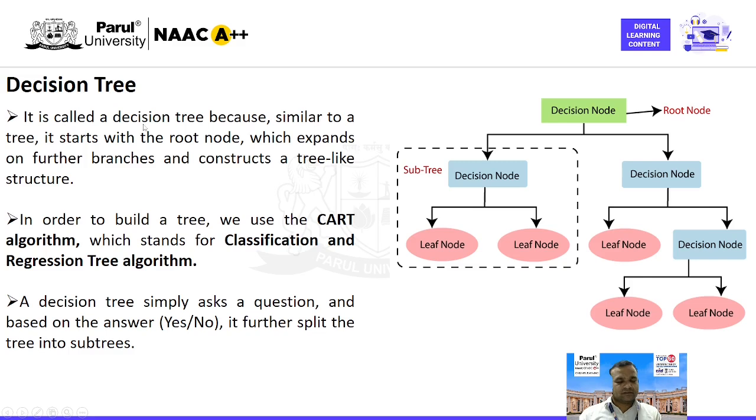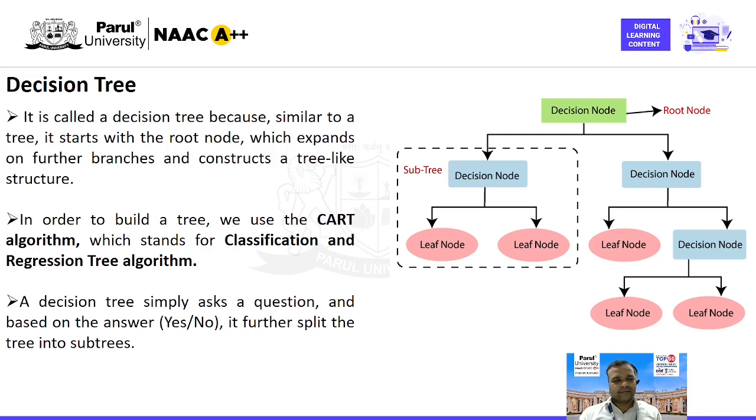It is called a decision tree because it is similar to a tree. It starts with the root node, which expands on further branches. These are the branches: left branch, right branch, and it constructs a tree-like structure. You can see there are nodes and some branches, a left child node and a right child node, again connected with some branches. There are some leaf nodes connected with decision nodes. So this is a tree-like structure.